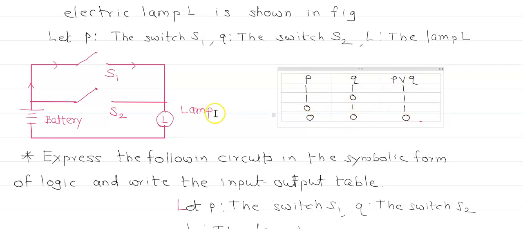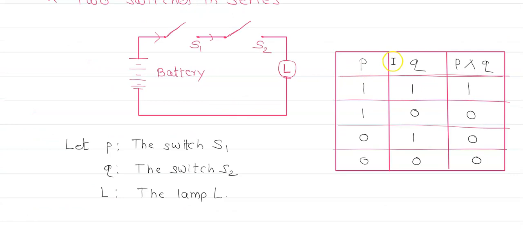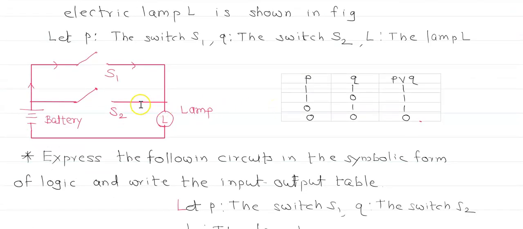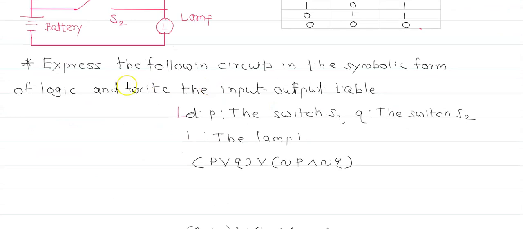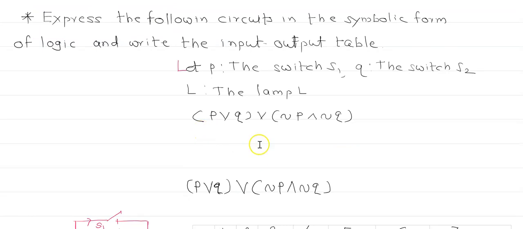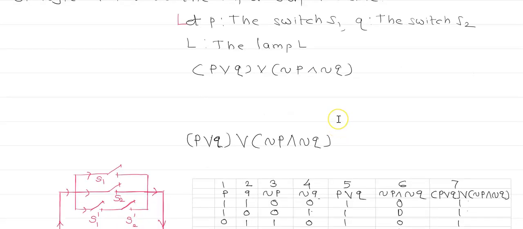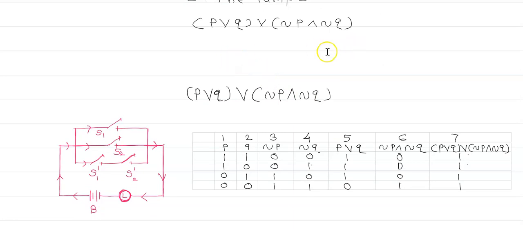In this way, we define the two tables, P and Q, and P or Q. Now express the following circuit in the symbolic form of logic and write the input-output table. P is the switch S1, Q is the switch S2, L is a lamp. Now what is that? P or Q, or negation of P and negation of Q. In this case, we write here P or Q. This is the statement we have been given.